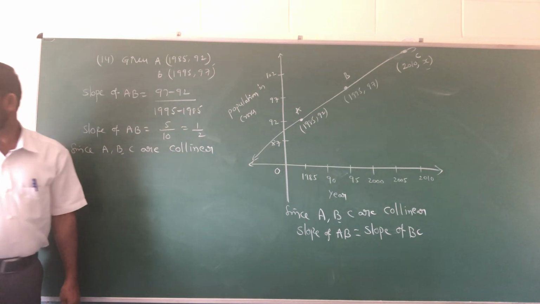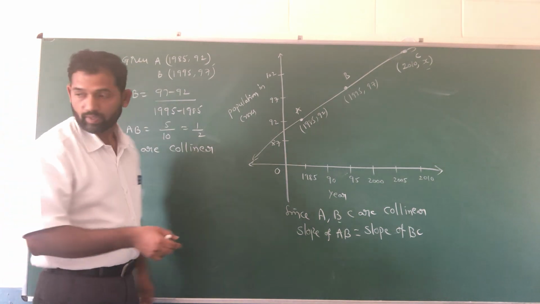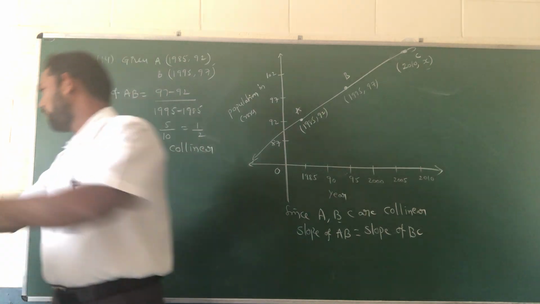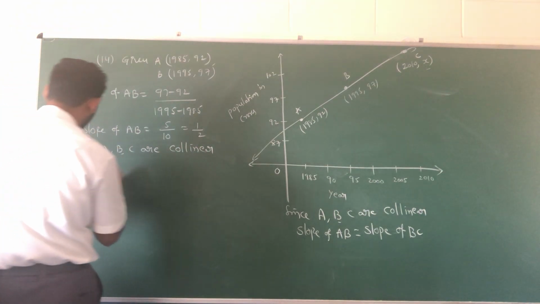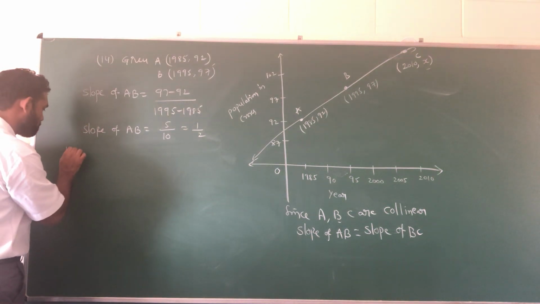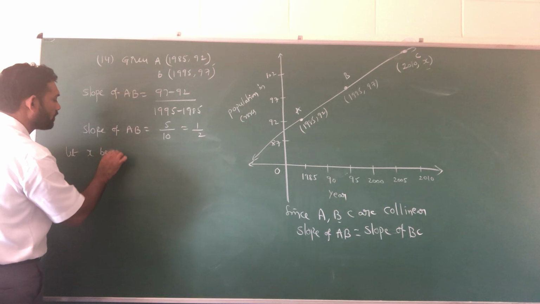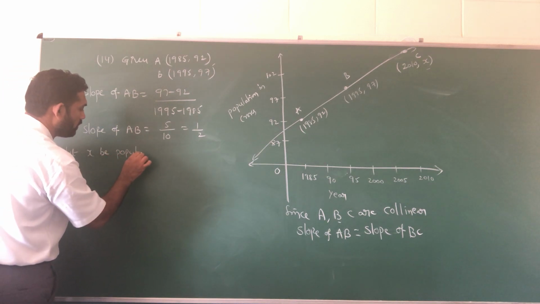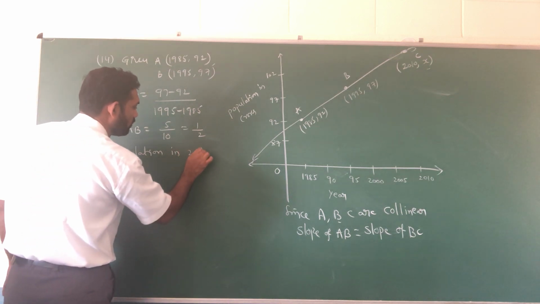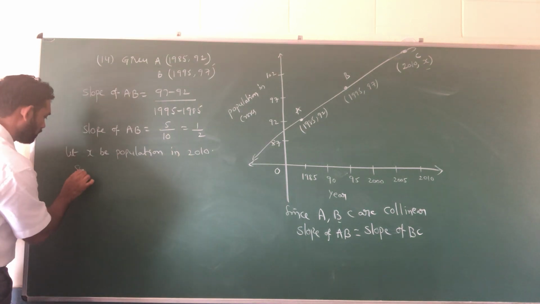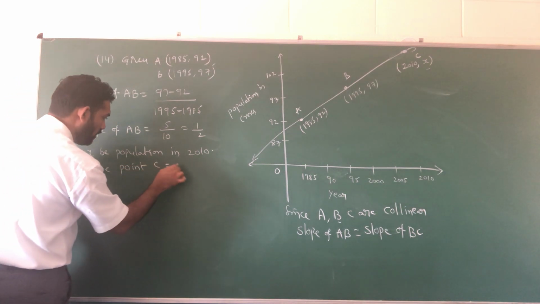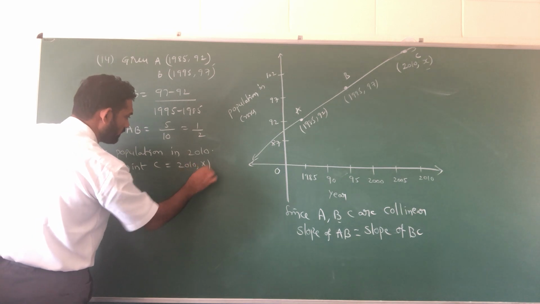Before that, you write a small point. Let x be the population in 2010. So the point C is equal to 2010 comma x.